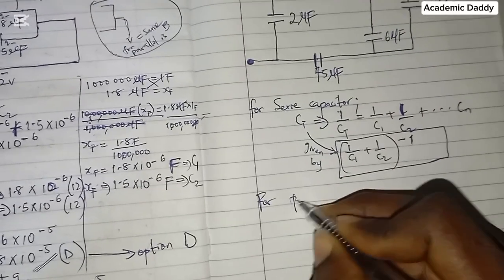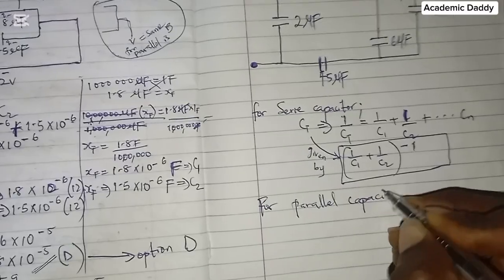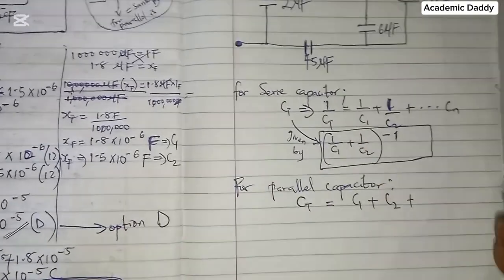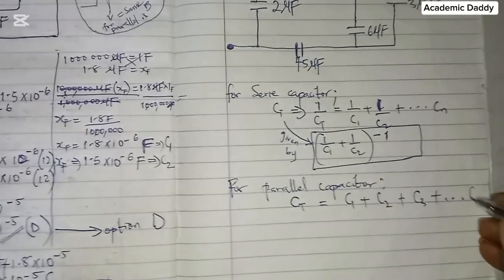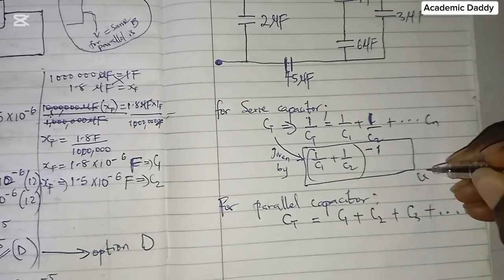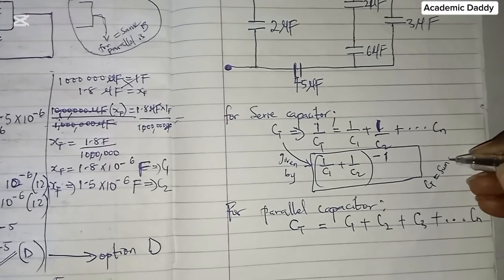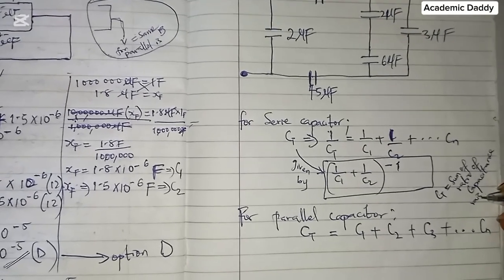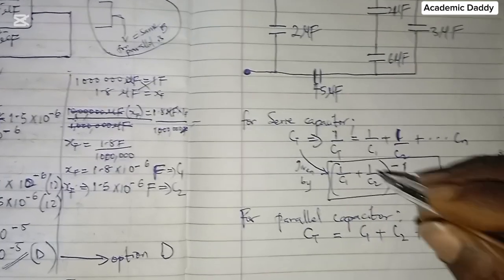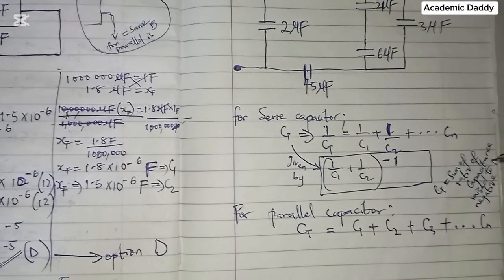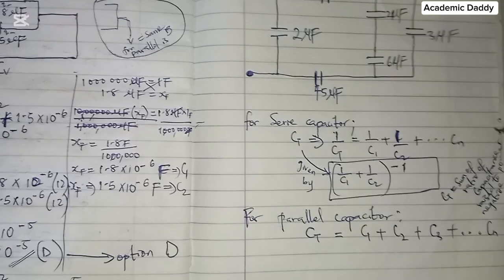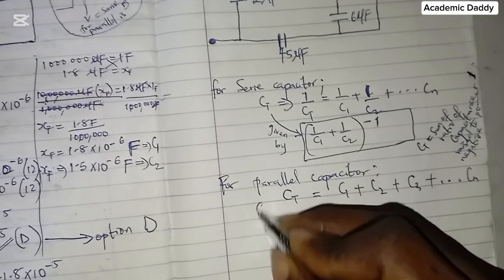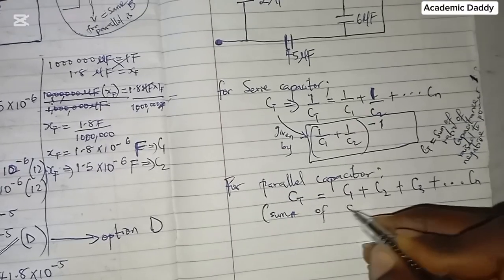And for parallel capacitors, C total is simply equal to the sum of the capacitances. For the series one, CT is the sum of the reciprocals of the capacitances, raised to the negative power. Why is it raised to the negative power? Because it is 1 over the total capacitance, power 1. When you make total capacitance the subject of the formula, the 1 goes up to the right hand side. For parallel, it is simply the sum of capacitances.